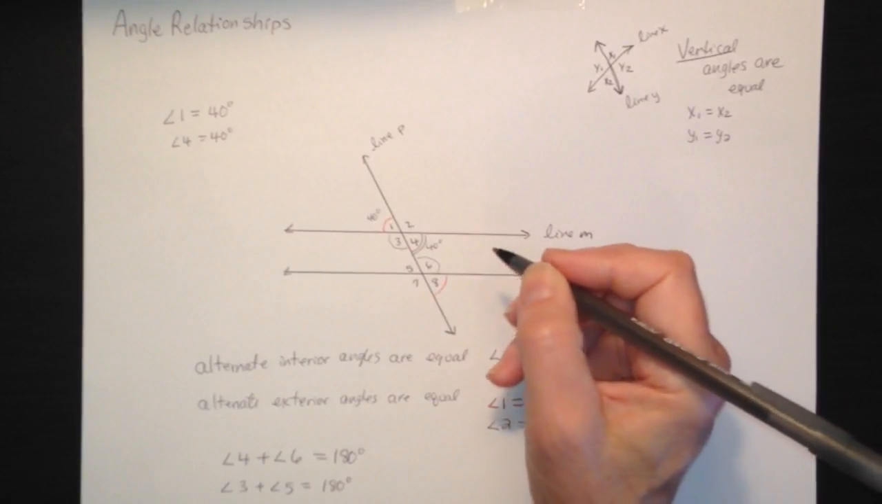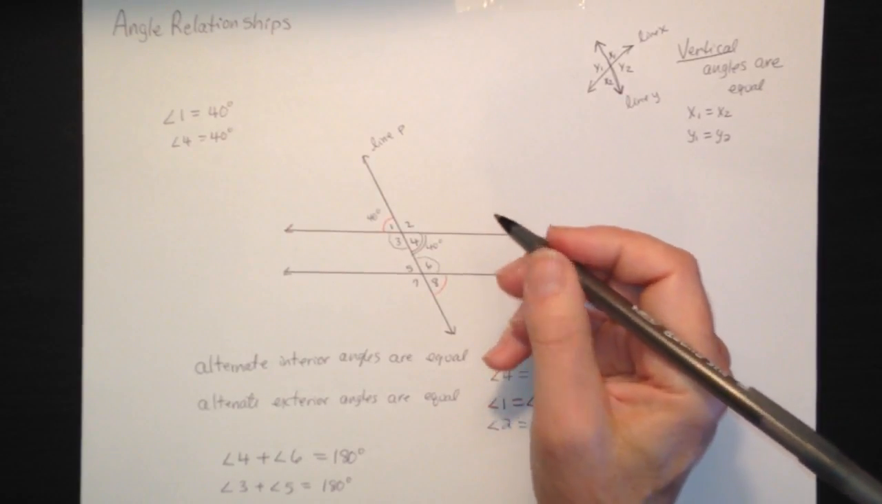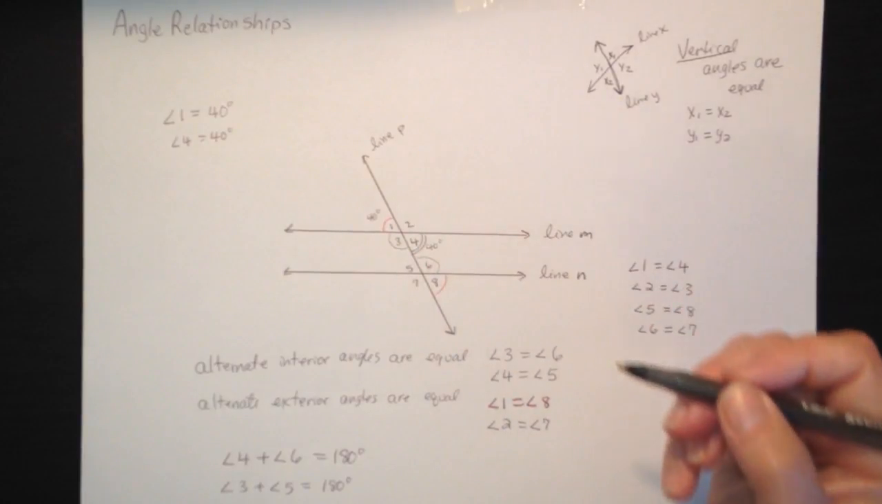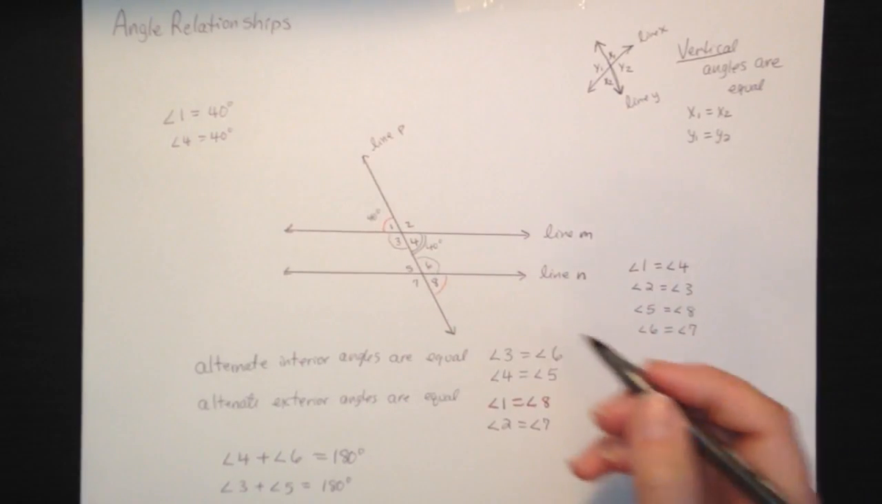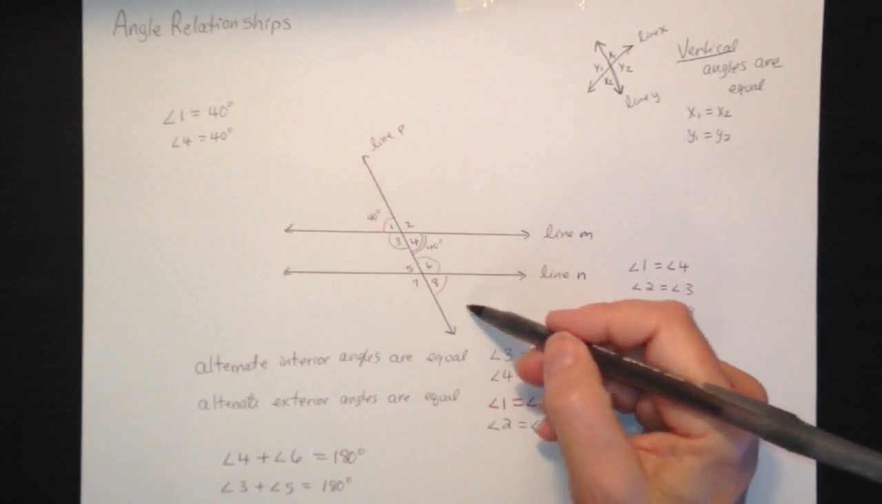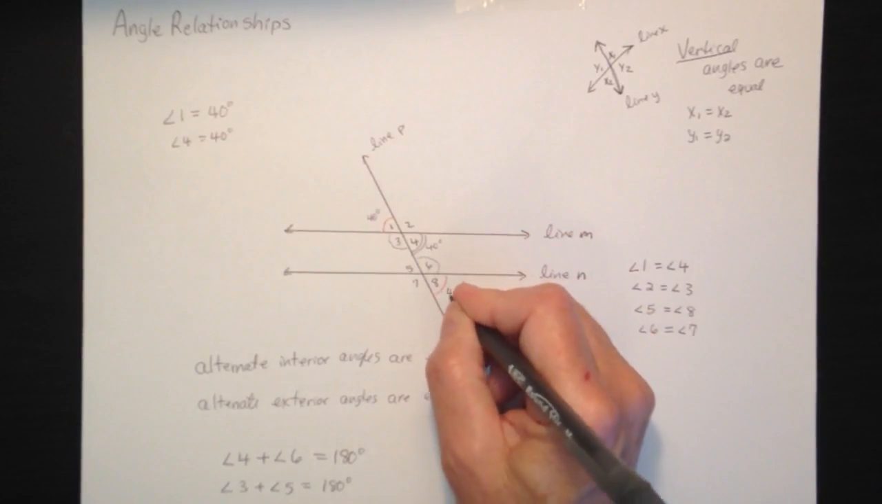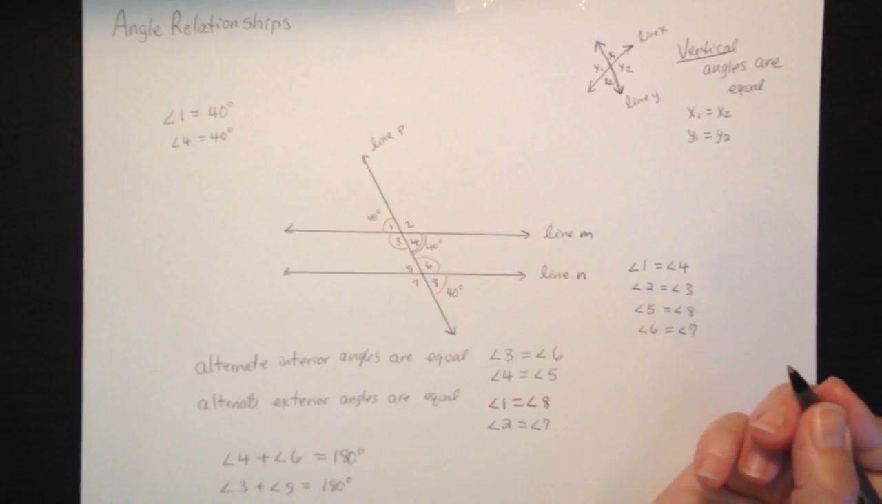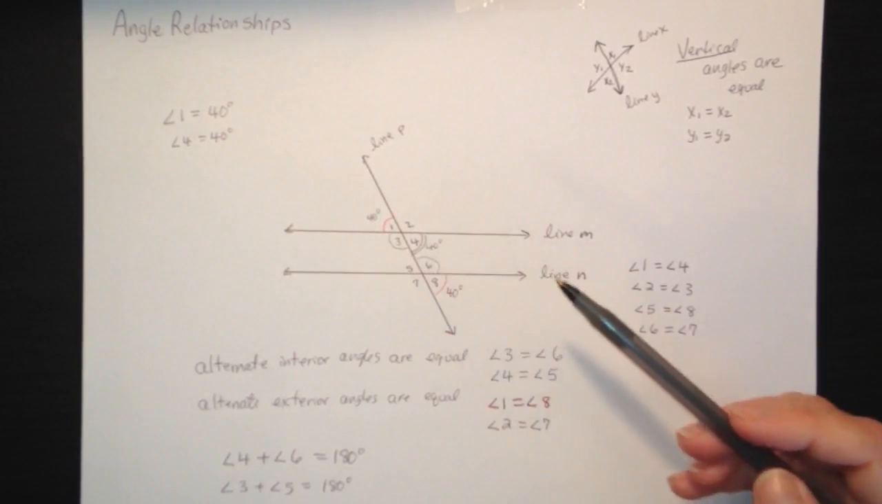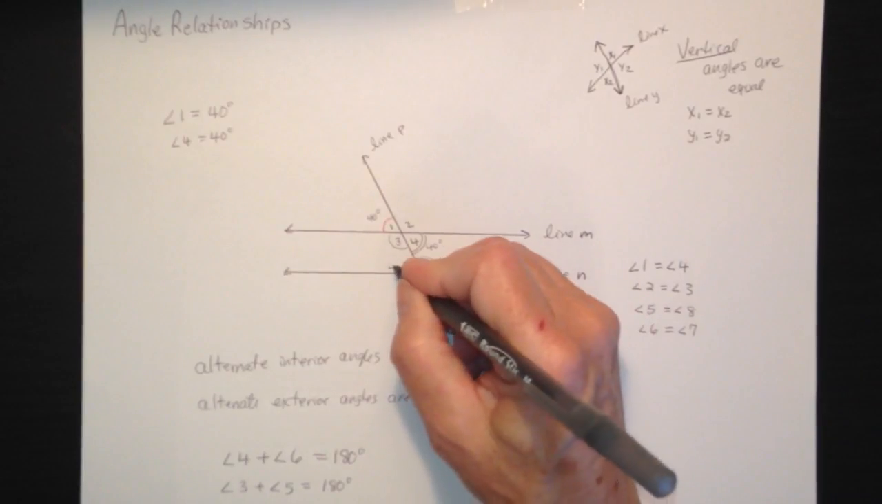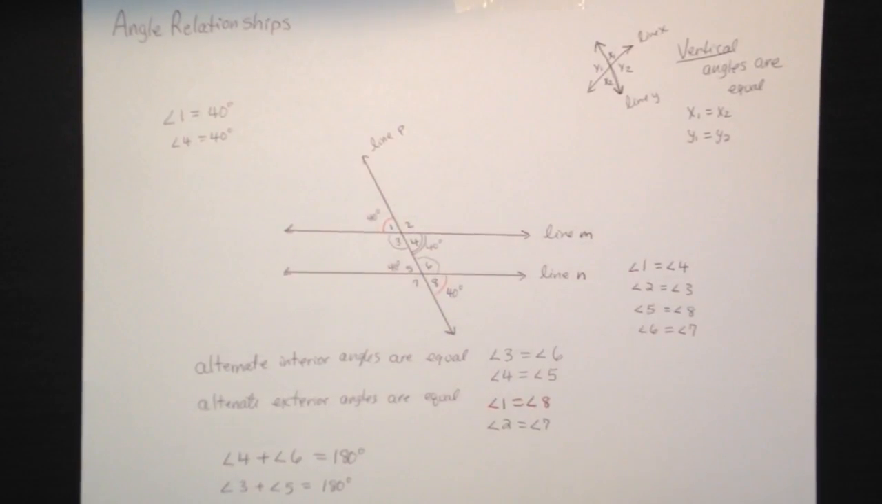I can say that angle 1 and angle 8 are equivalent because those are alternate exterior angles. So angle 8 is also 40 degrees. And angle 5 is a vertical angle, and so angle 5 is also 40 degrees. And so we've labeled all of those angles.